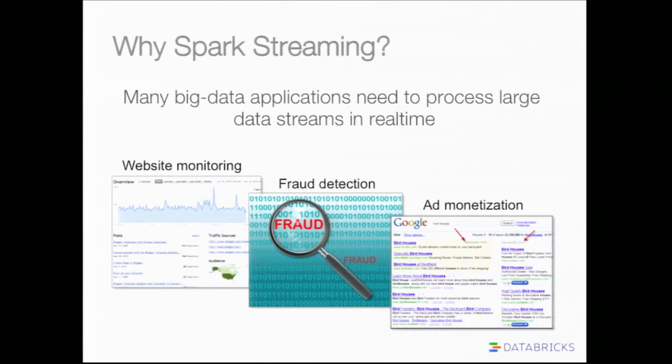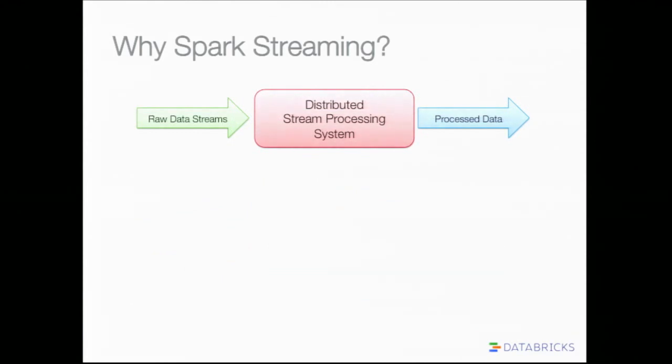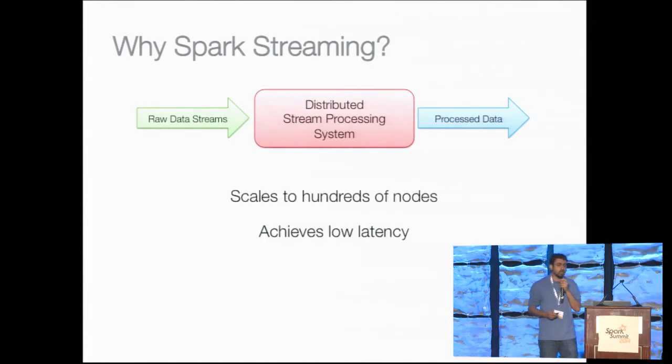Similarly, you want to do fraud detection as soon as the fraud happens. You want to do ad monetization, change stuff as soon as things are happening. The common theme across all of this is that there was a need for a distributed stream processing system that can receive all these data streams and convert that data into value in real time. For that, obviously, you need the system to be scalable to hundreds of nodes, as well as achieve low latency. We found that a latency of the order of seconds covers a lot, probably around 90% of the use cases that people were asking for.